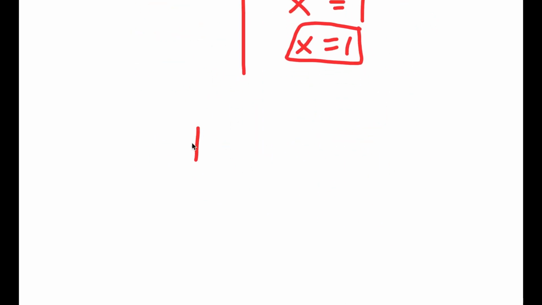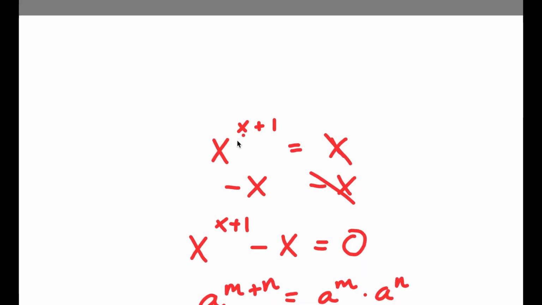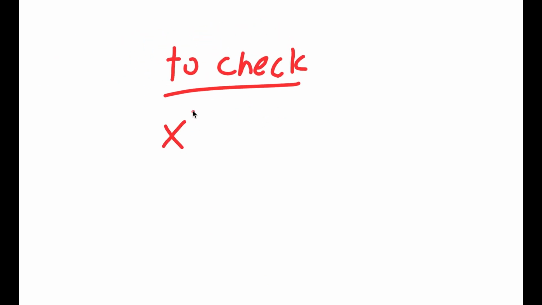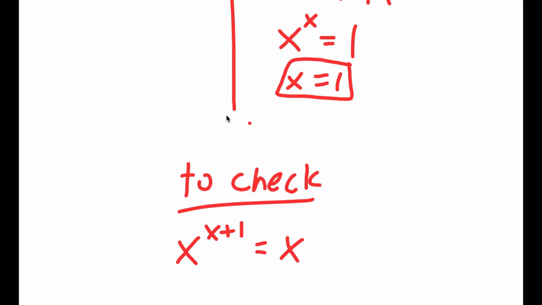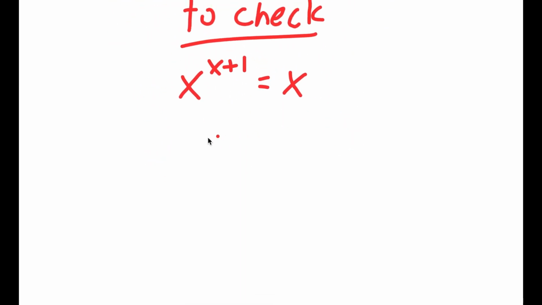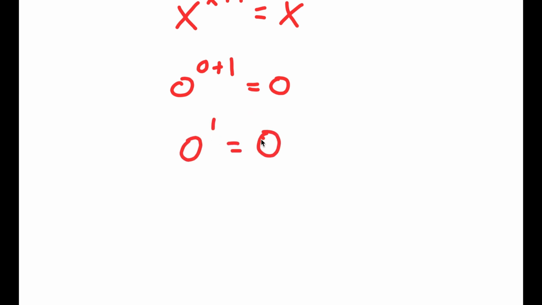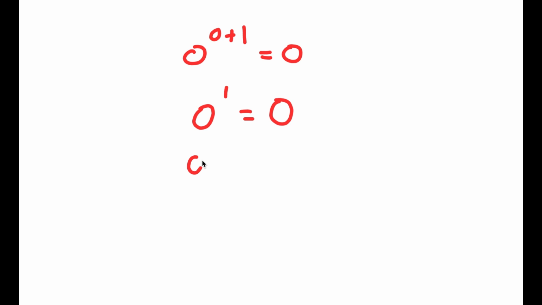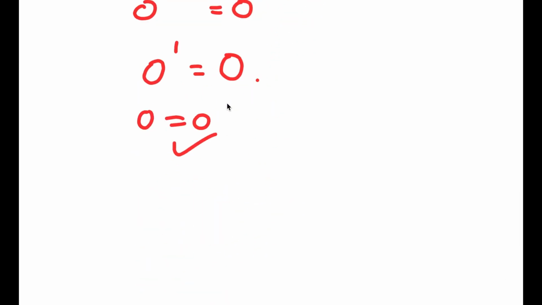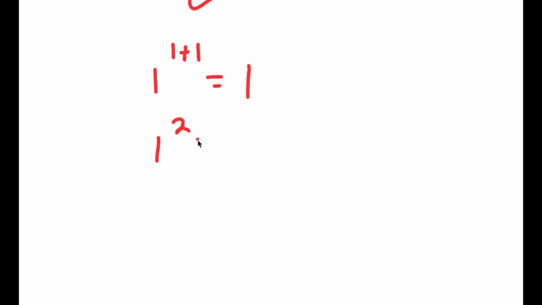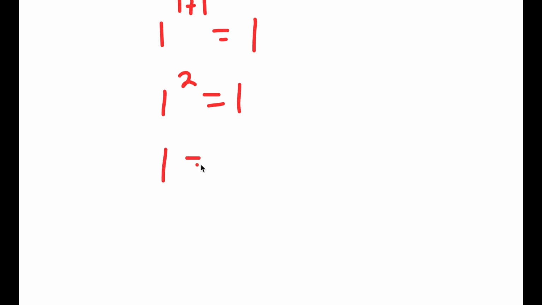So now to check, the original equation was x to the power of x plus 1 is equal to x. And our first solution is 0. So if I plug in 0, I get 0 to the power of 0 plus 1 is equal to 0. Now 0 plus 1 is 1, so I have 0 to the power of 1 equals 0, and 0 to the power of any number is itself, so I get 0 equals 0. Now to check for 1, I get 1 to the power of 1 plus 1 is equal to 1. 1 plus 1 is 2, so I get 1 to the power of 2 is equal to 1, and 1 to the power of any number is itself, so 1 equals 1.